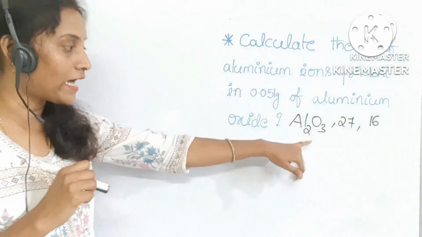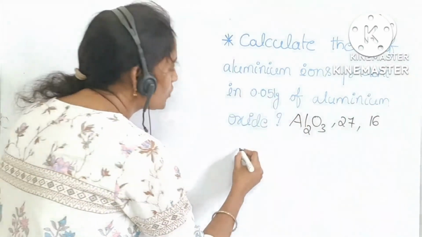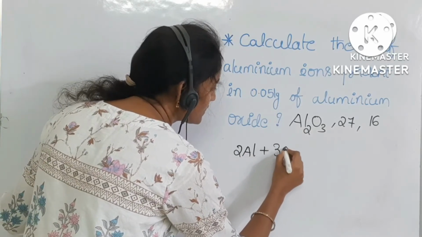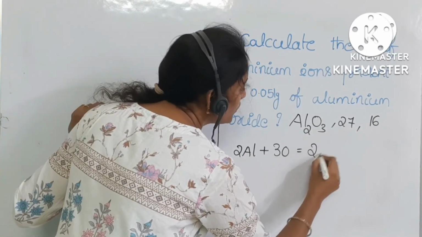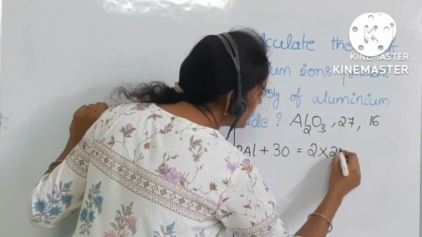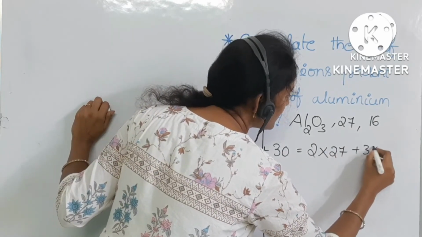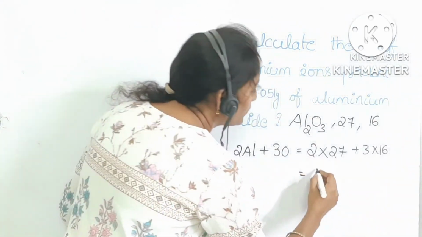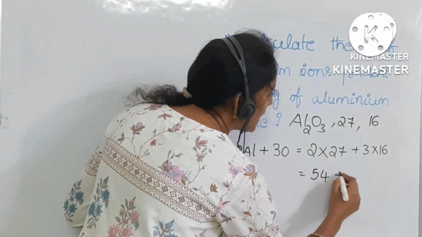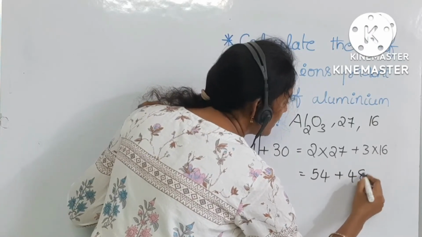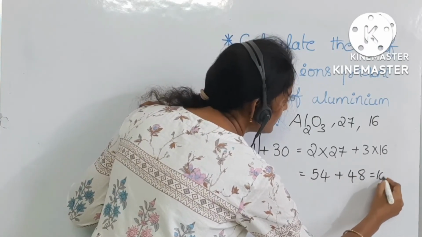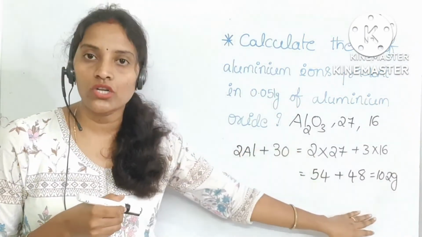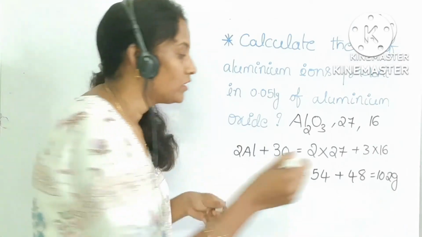Then you should calculate the molecular mass of aluminum oxide. Al2O3 is 2 aluminum atoms plus 3 oxygen atoms, which equals 2 into the aluminum atomic mass plus 3 into the oxygen atomic mass. So 2 into 27 gives you 54, plus 16 threes are 48. This will give you 102 grams. Nothing but Al2O3 molecular mass is 102 grams.